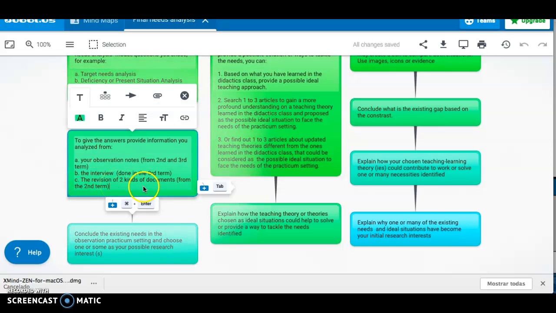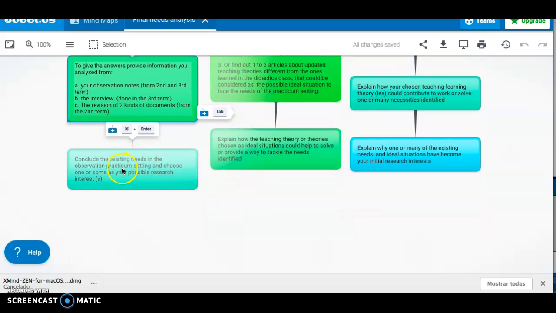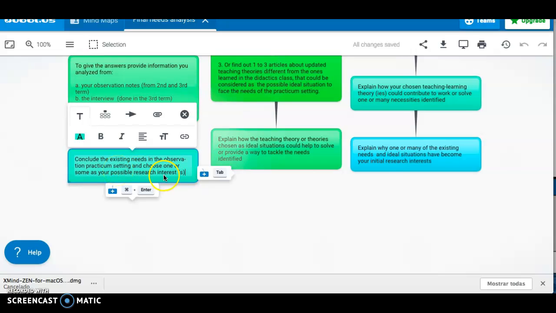And also you have the revision of the two kinds of documents that you took from the practicum setting or practicum context. By that I mean documents like the PEI or the curriculum. Based on this information, you should conclude the existing needs in the observed practicum setting. What are the necessities? And from those necessities, you choose all of them or some of them as your possible research interests.